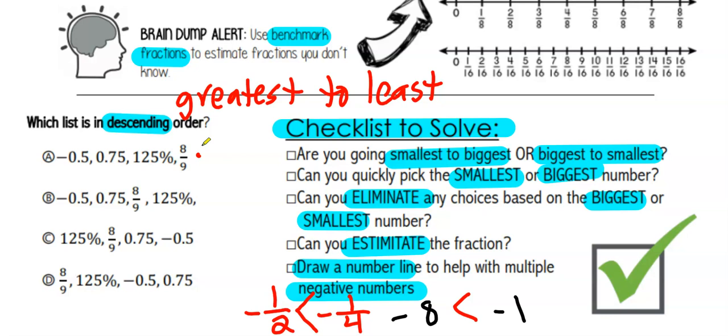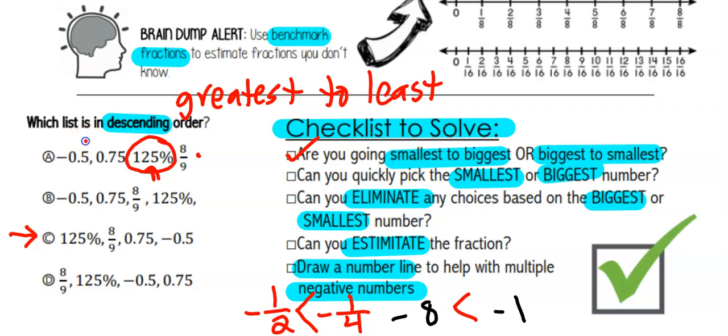Anything greater than 100% is greater than 1, and this is going to be the greatest because it's 125%. If it's going greatest to least, this number here should come first. And if you look at C, C is the only choice that has 125% first. I know that that's the obvious choice at this point, but let's go through, we've done this. We've picked the biggest number. Let's see if we can pick the smallest number.